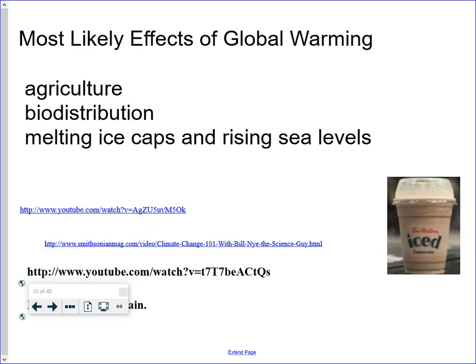So what are some of the most likely effects of global warming? And I'm not going to give you the Al Gore take, because Al Gore had a video that was way too sensationalized and he used the worst projections. These are the most likely effects of global warming. Agriculture is going to change, and in some places not be viable.